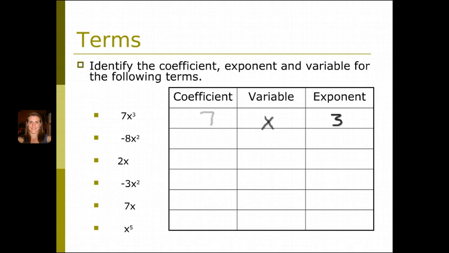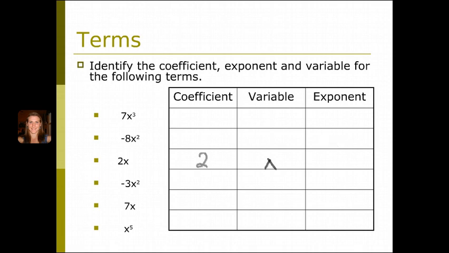The second example, negative 8 would be your coefficient. X is the variable, and 2 is your exponent. 2x only has a coefficient and a variable. We do not have an exponent listed there. Therefore, it can be left blank.